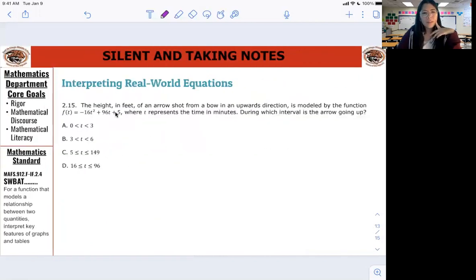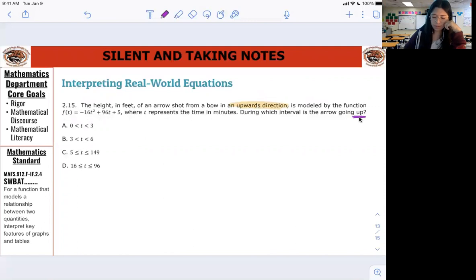Okay. So here's our last question of the day. The height of an arrow shot from a bow in an upwards direction, I'm going to highlight that because we know what that means. So it's going up and then down, not straight down, is modeled by the function f of t equals negative 16t squared plus 96t plus 5, where t represents the time in minutes. During which interval is the arrow going up?